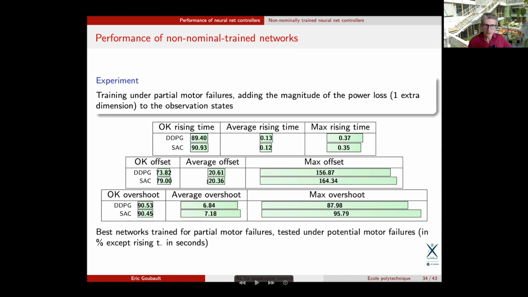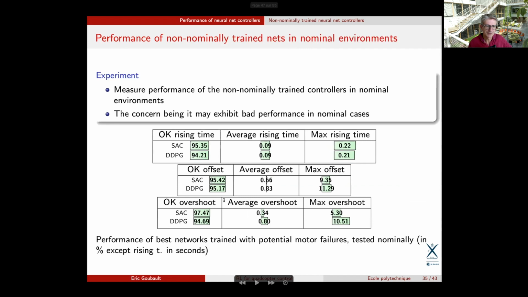So when you try to improve on this by training in non-nominal conditions, you see that actually you don't have better controllers. When you test under potential motor failures, the controllers which have been trained under these partial motor failures are good controllers, but they don't have the same success rate as even the nominally trained controllers under the non-nominal condition. So that's a bit disappointing, and you can see that for all performance measures we have.